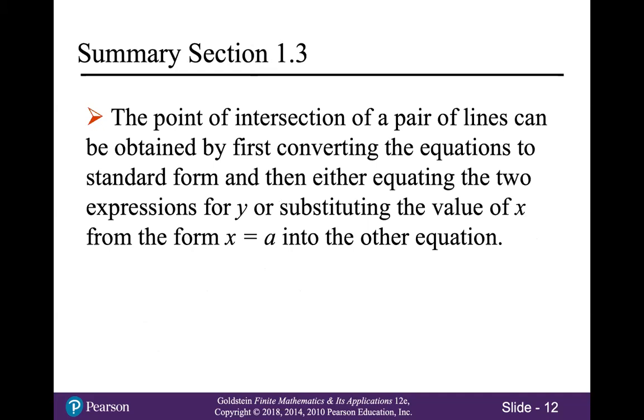All right, and then the summary of this section: the point of intersection of a pair of lines can be obtained by first converting the equations to standard form, y equals mx plus b, and then either equating the two expressions for y or substituting the value of x from the form x equals a into the other equation.